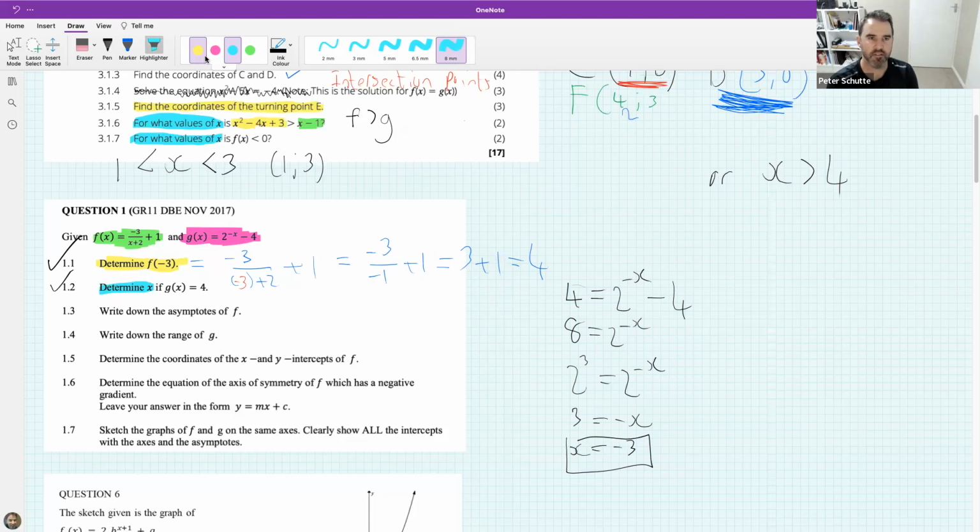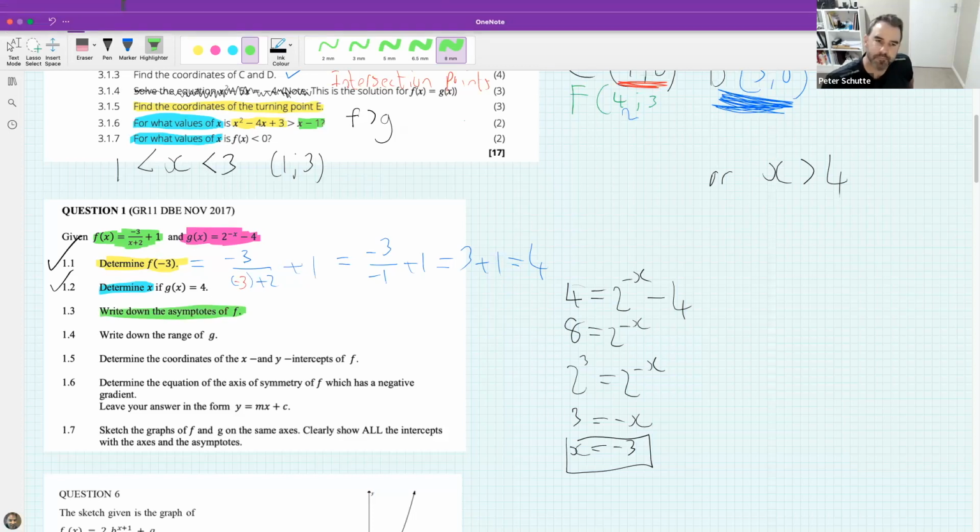Okay. Find me the asymptotes of f. We're doing nicely. Remember, asymptotes are lines that you get closer and closer to, but you never touch. And it's referring to the hyperbola.